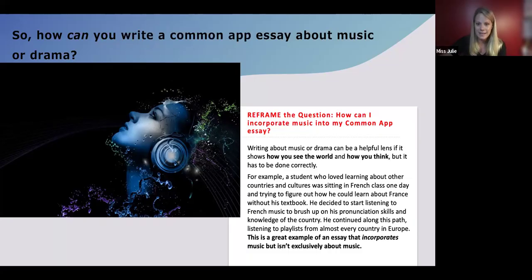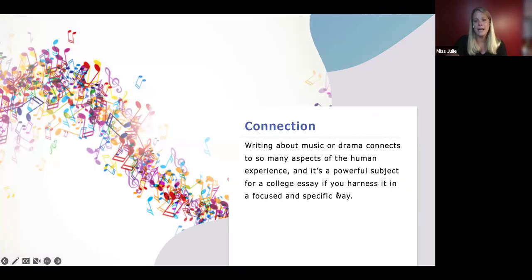Again, this is a very interesting lens, right? A different way to look at music. This is a great example of how an essay that incorporates music isn't exclusively about music. Okay, so wasn't exclusively about music. This essay was more about the fact that he kind of followed this path of listening to music from other countries and learning about each country through that process, and then what he learned about himself through that process as well. So writing about music or drama connects to so many aspects of the human experience, right?